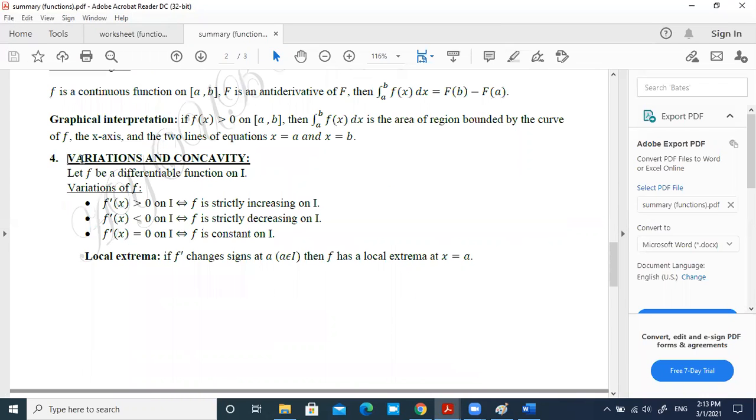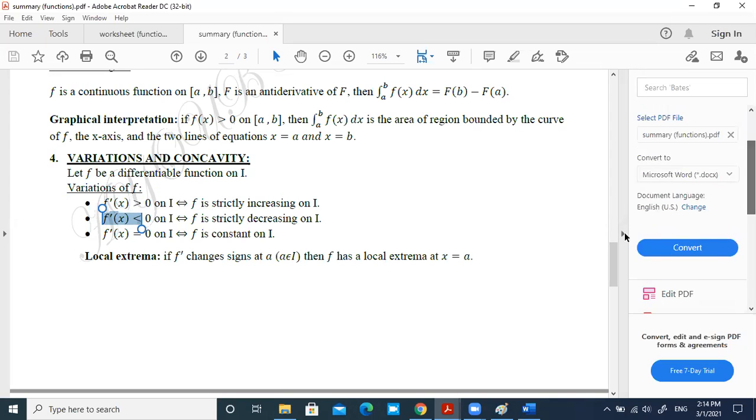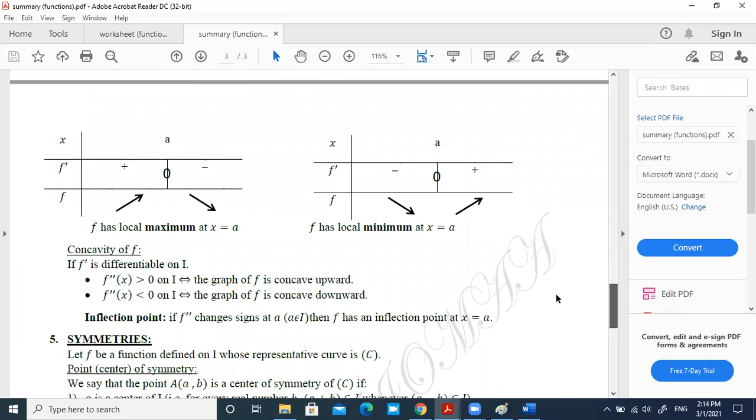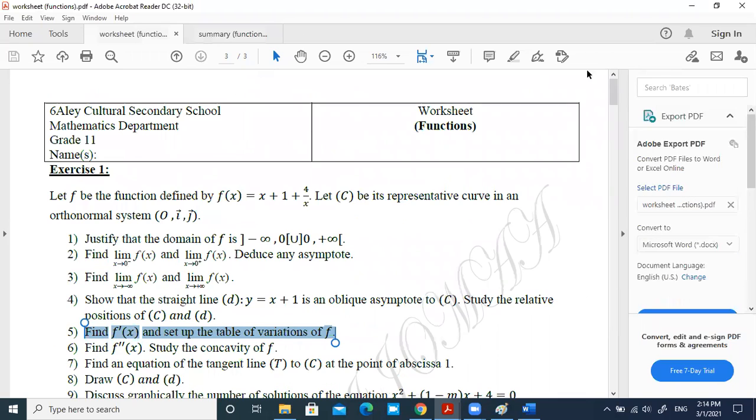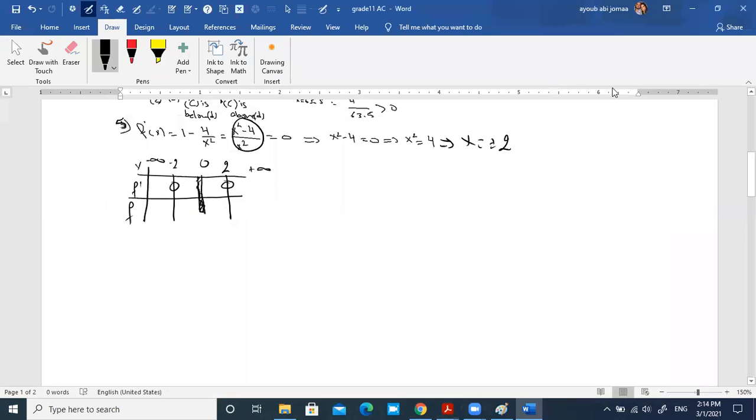The variations of the function depend on the sign of the derivative, if the derivative is positive or negative. So what you have to do is to put a table that contains f prime and f. Of course here in f prime you study the sign of f prime. In this row you have to put the signs, positive or negative. In the row of f you put the variations of the function.